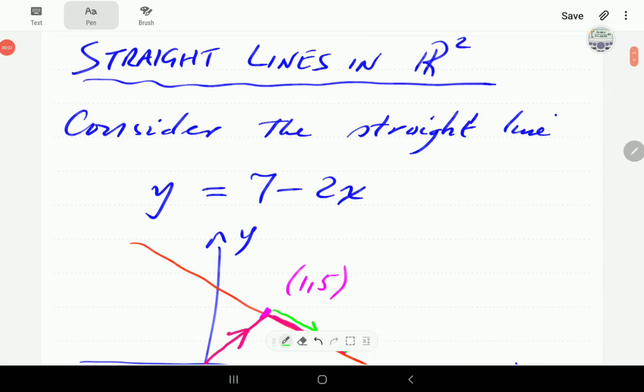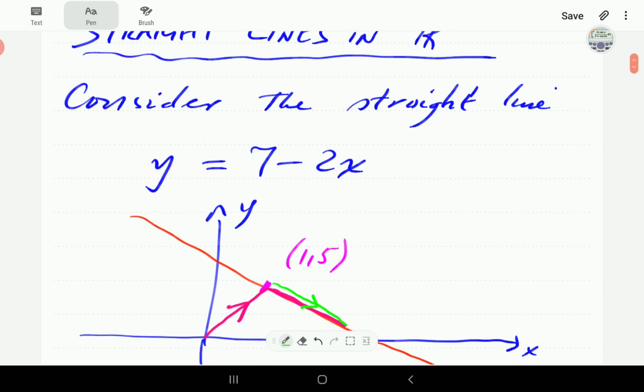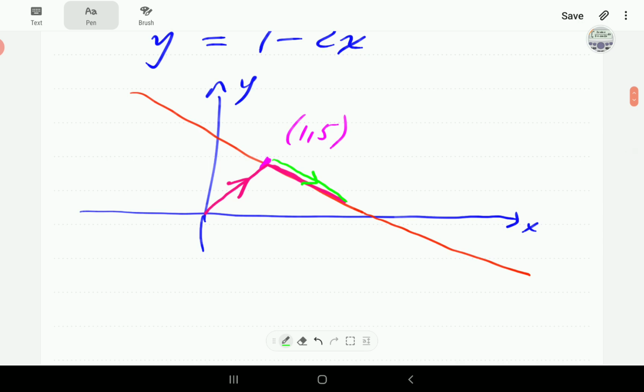All right. In the previous video, we introduced the idea of representing a straight line in vectorial notation. So we looked at the line y equals 7 minus 2x. We said we choose any point on the line, for instance (1, 5), and then the position vector of (1, 5), which we denote r naught, is (1, 5).